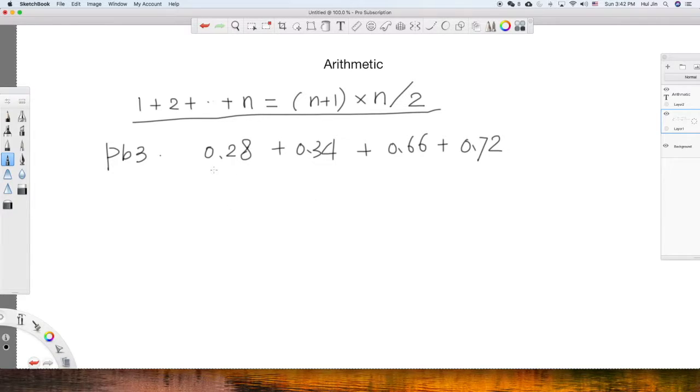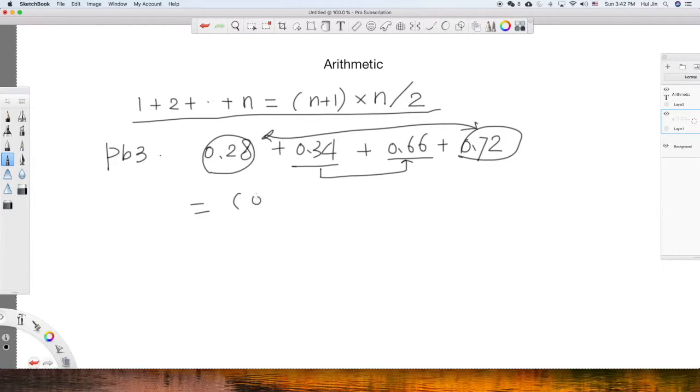And of course, this problem is very similar to problem 1. The only thing I'm adding is a decimal point. But the fact is, again, the same: you recognize that these two numbers are a pair, and these two numbers are a pair. And you're going to add them together first and add the other two first. So equals 0.28 plus 0.72 and plus 0.34 plus 0.66. Okay, 1 plus 1 equals 2.